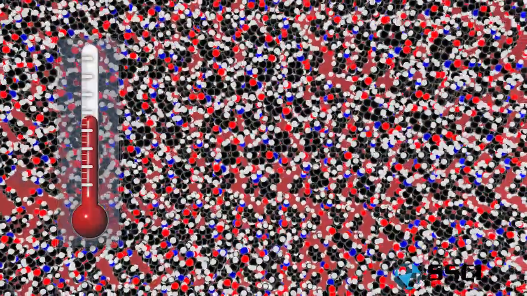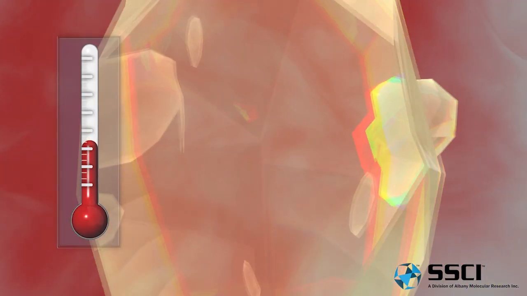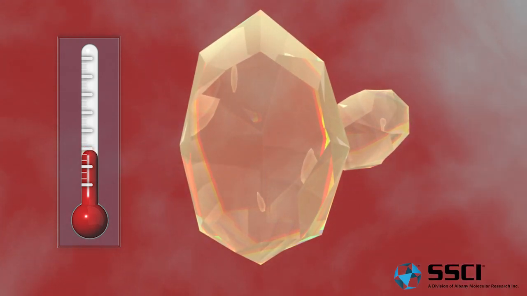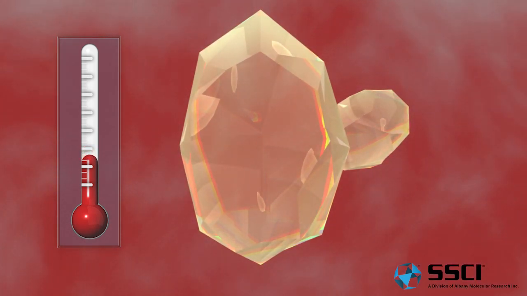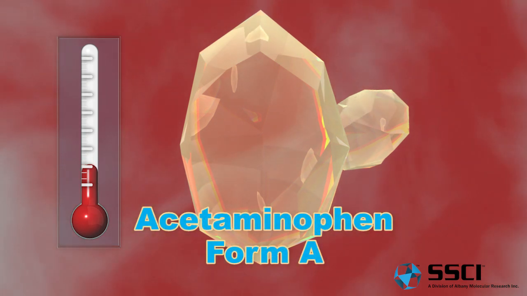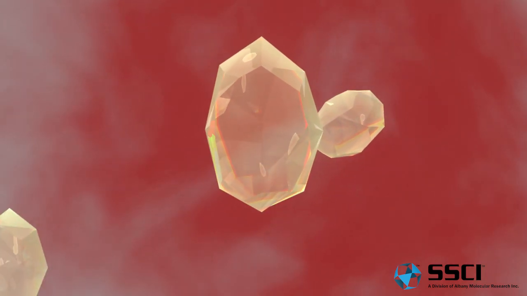A repeating, long-range, three-dimensional structure is generated as additional molecules are added to the solid phase. That interaction continues as the system continues to cool and the crystalline particles grow larger. The result of this particular crystallization is acetaminophen form A.